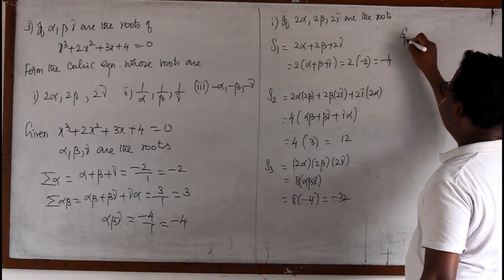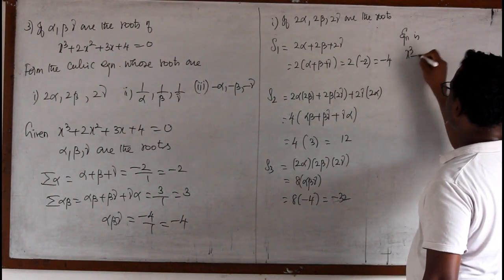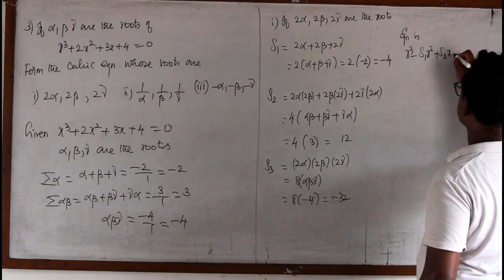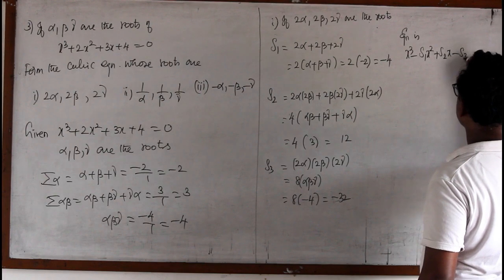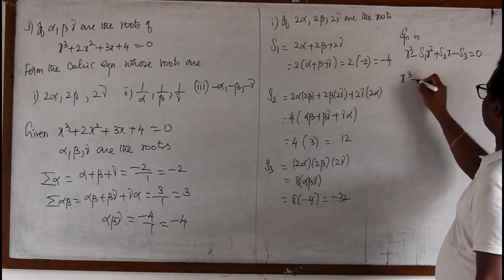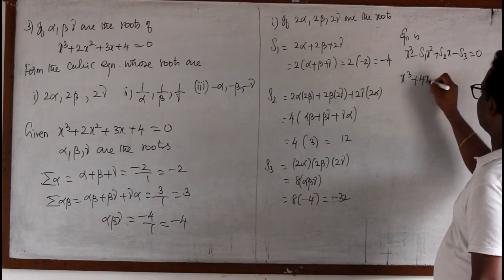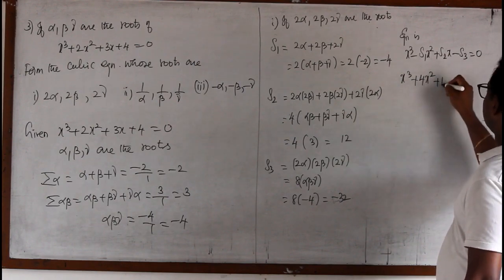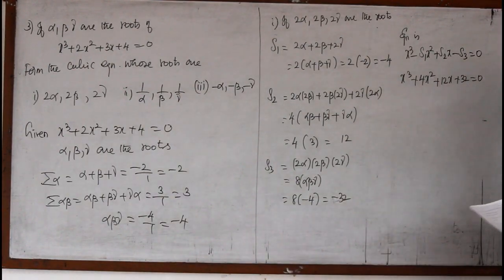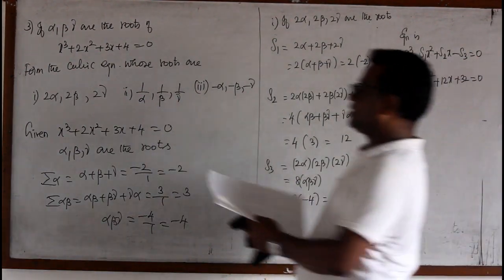Then the equation is x cube minus S1 x square plus S2 x minus S3 equal to 0. It is x cube, S1 is minus of minus 4, which is plus 4x square, plus 12x plus 32 equal to 0. This is our first one.